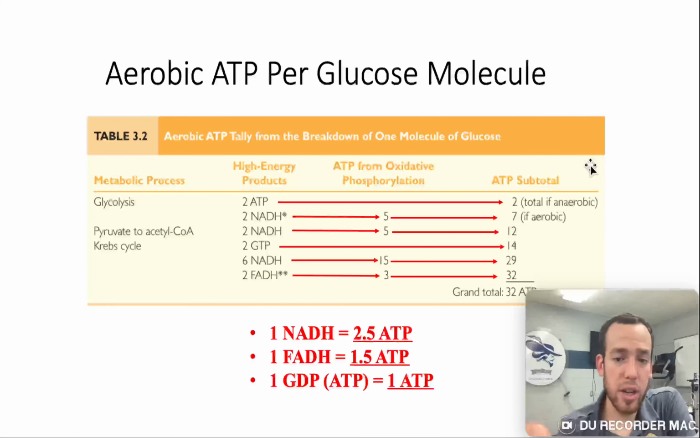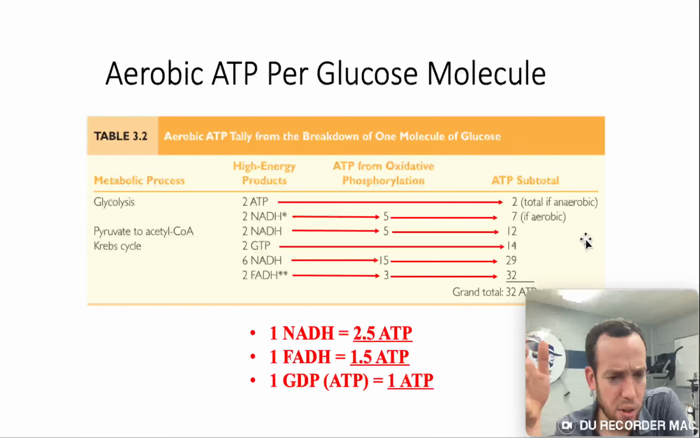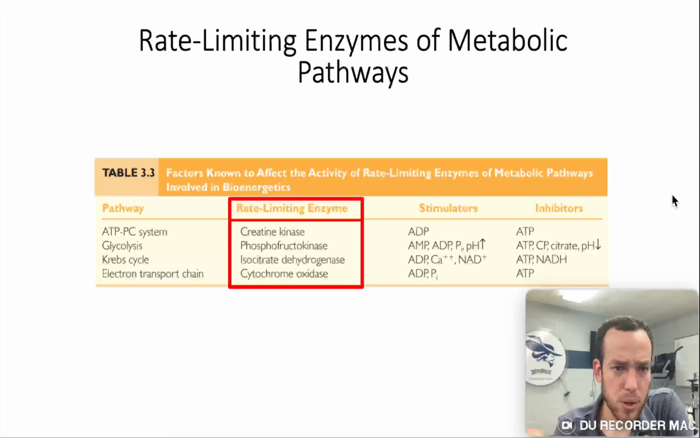So at the end of the day, this is what it's going to look like. If we have one glucose molecule, we're going to net 32 ATP. Historically, we've thought it was 38, but the reality is it's 32 because we're losing some, we're gaining some along this process. That's just details. But here's some of the main things to know.